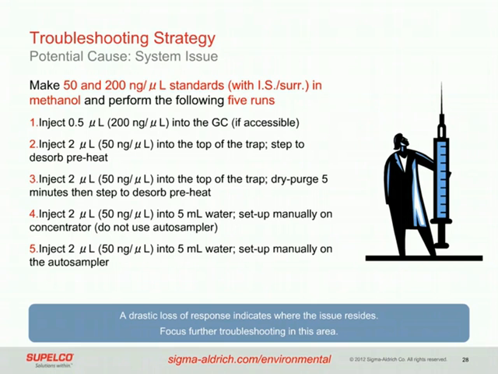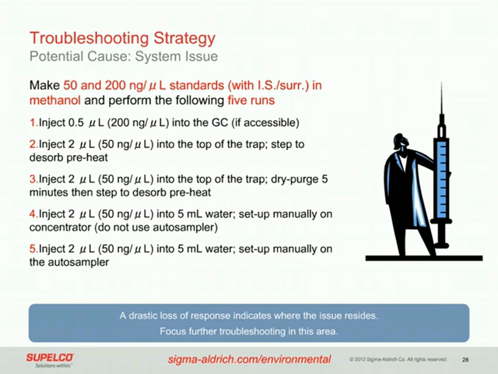The second injection is 2 microliters of the lower concentration standard into the top of the trap. Now, the top of the trap isn't always physically up. Top of the trap means the inlet during the purge mode. So it's where the gas goes in when the system is set to purge. We call that the top of the trap. It's where the weaker adsorbent sits. It's also, when you're in the desorb mode, the outlet, where the gas comes from.